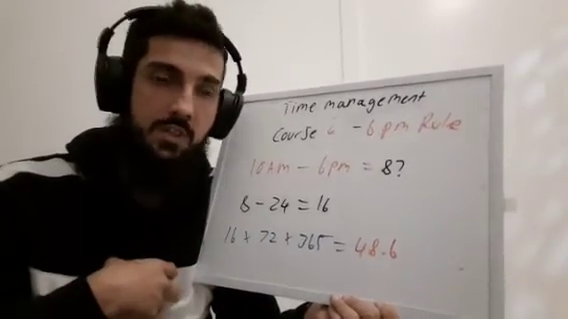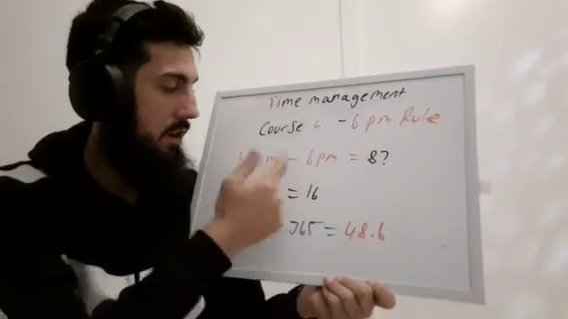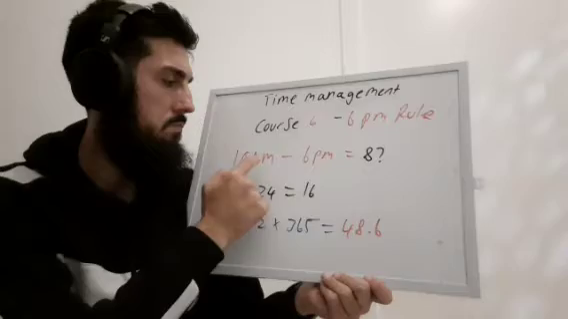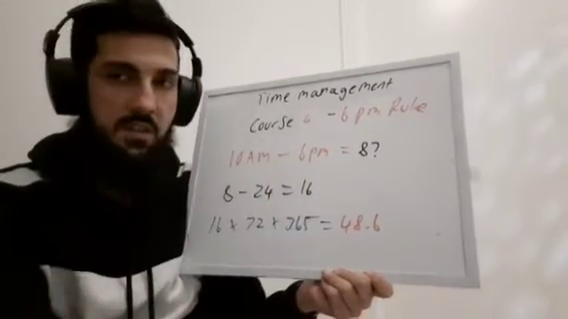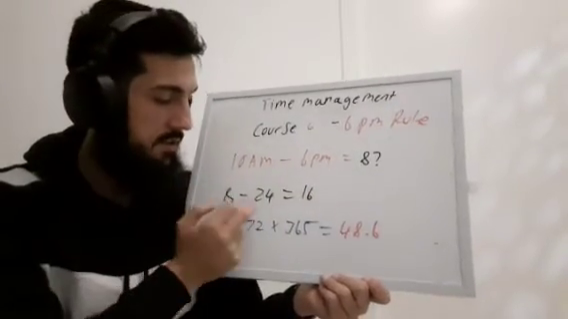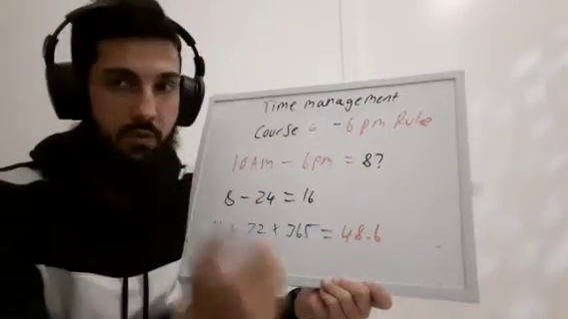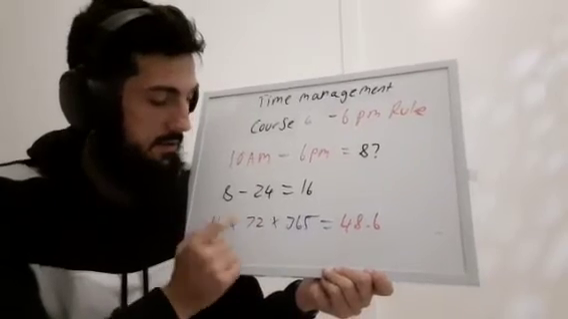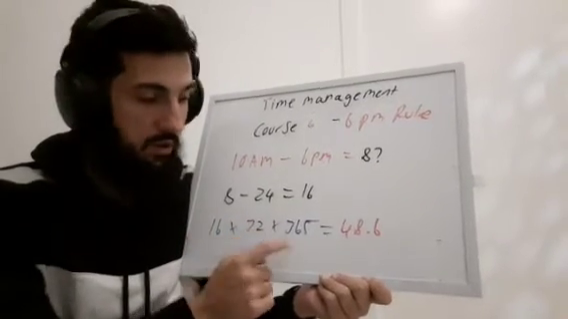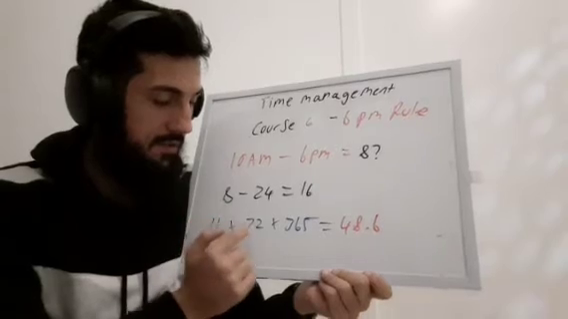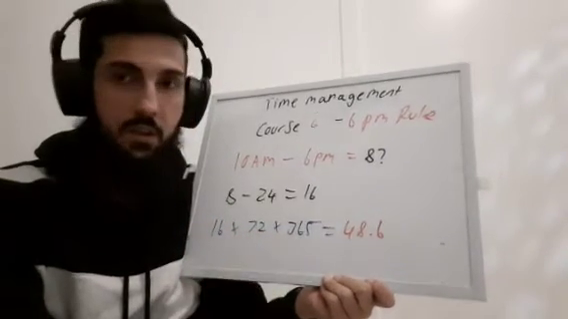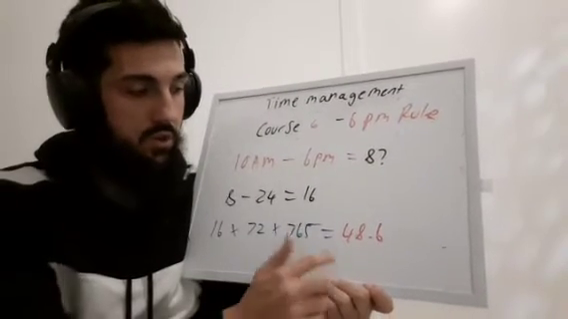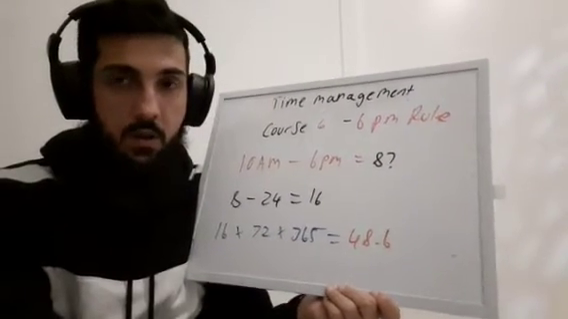I'm number 1, which is in my heart. I go, how many hours is in between here? I go up to 12 is 2, and another 6 is 8. Now I go 24 hours in a day minus 8, and I get 16 hours. Then I go 16 hours times 72 years times 365 days, and I get a beautiful number over here, which is 48.6 years of thinking.